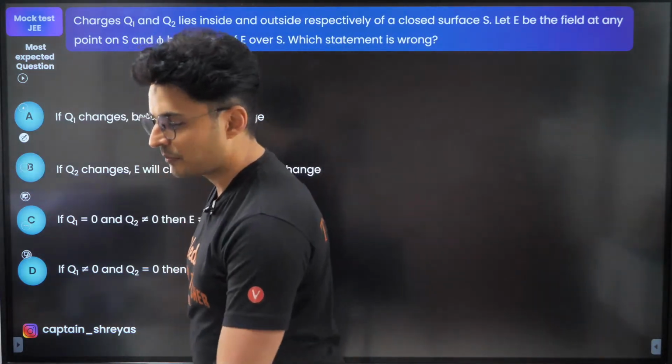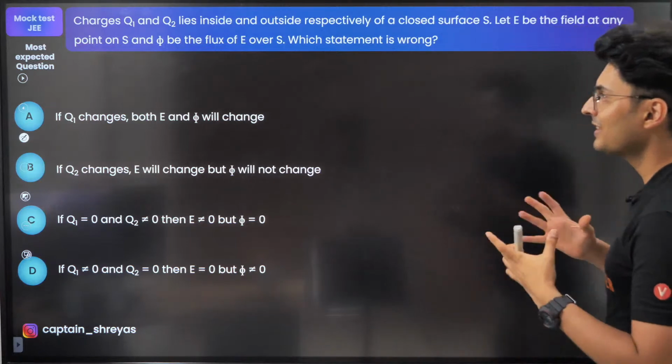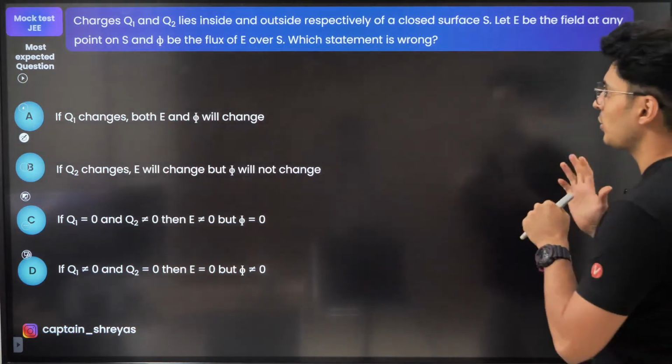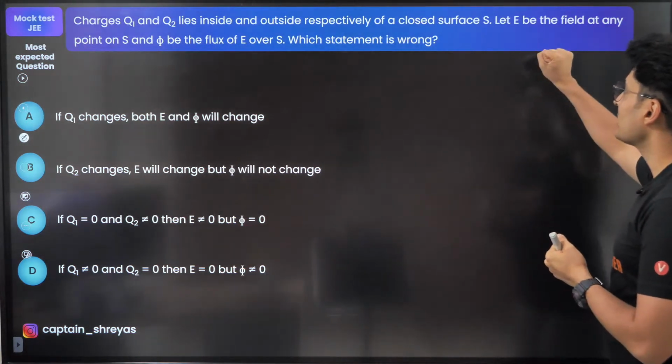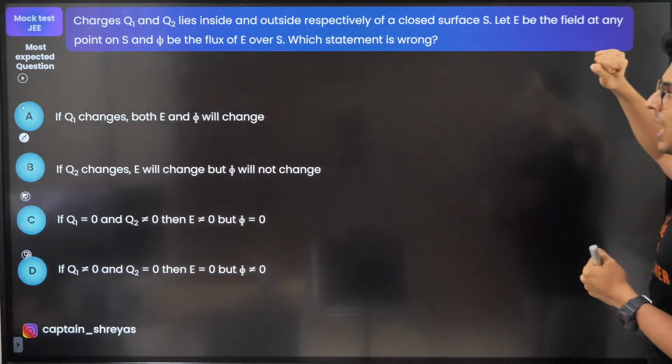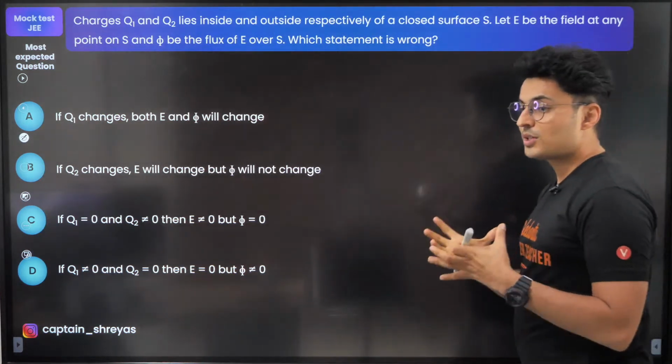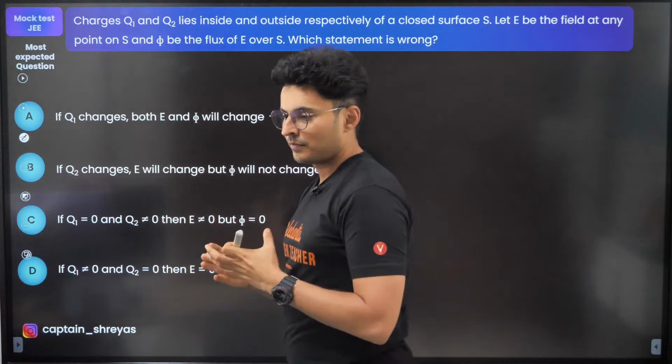Okay. The charges Q1 and Q2 lie inside and outside respectively of a closed surface. Let E be the field and phi be the flux. Which of the following is wrong?